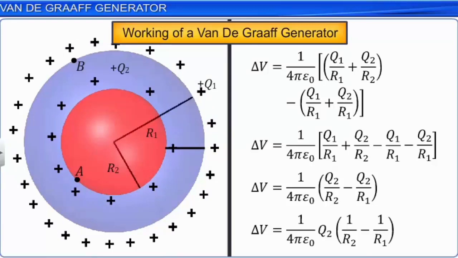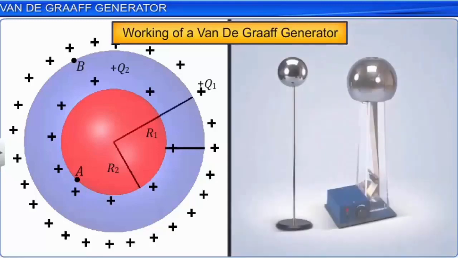Due to the small charged sphere, which is within the large sphere, we can keep piling up larger and larger amounts of charge on the latter. This is the principle of the Van der Graaf generator.